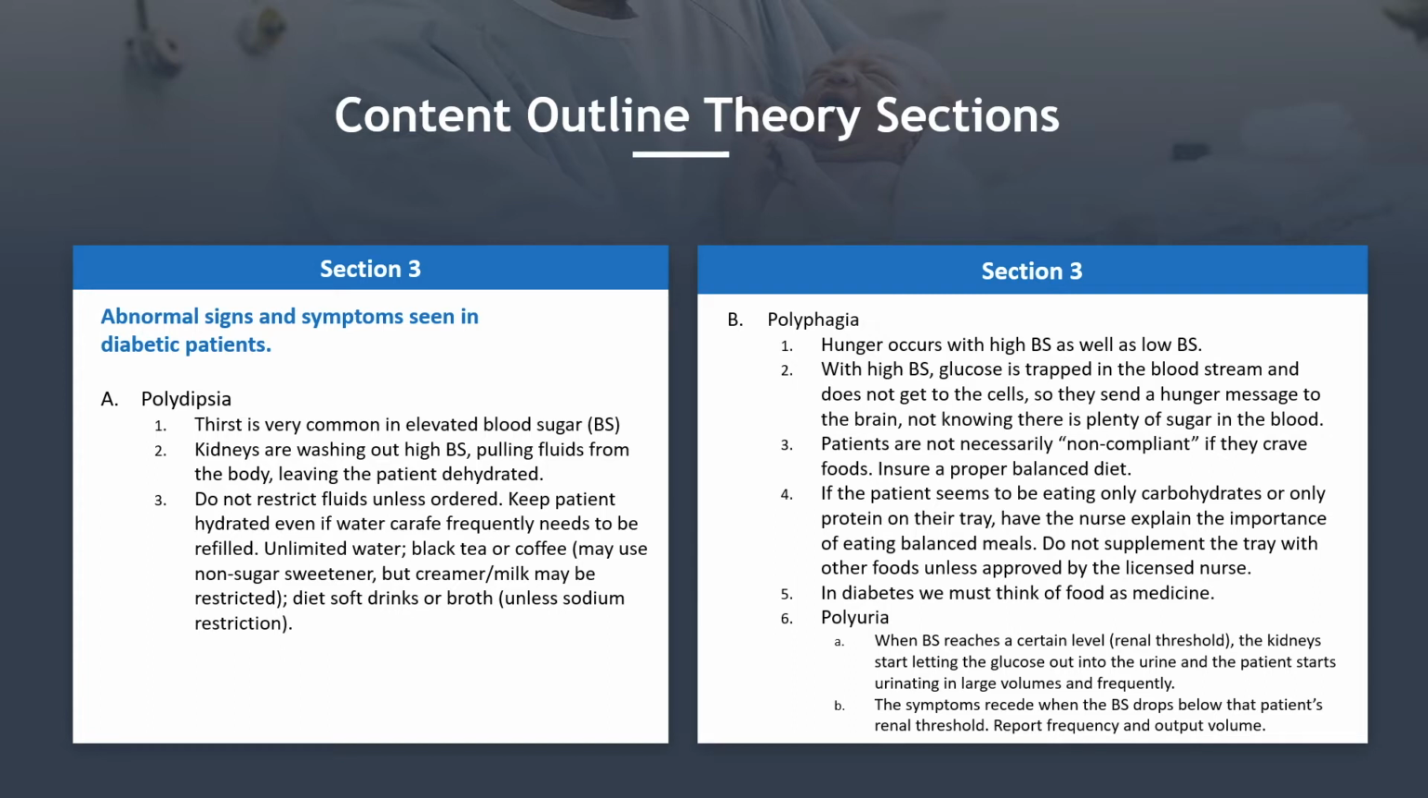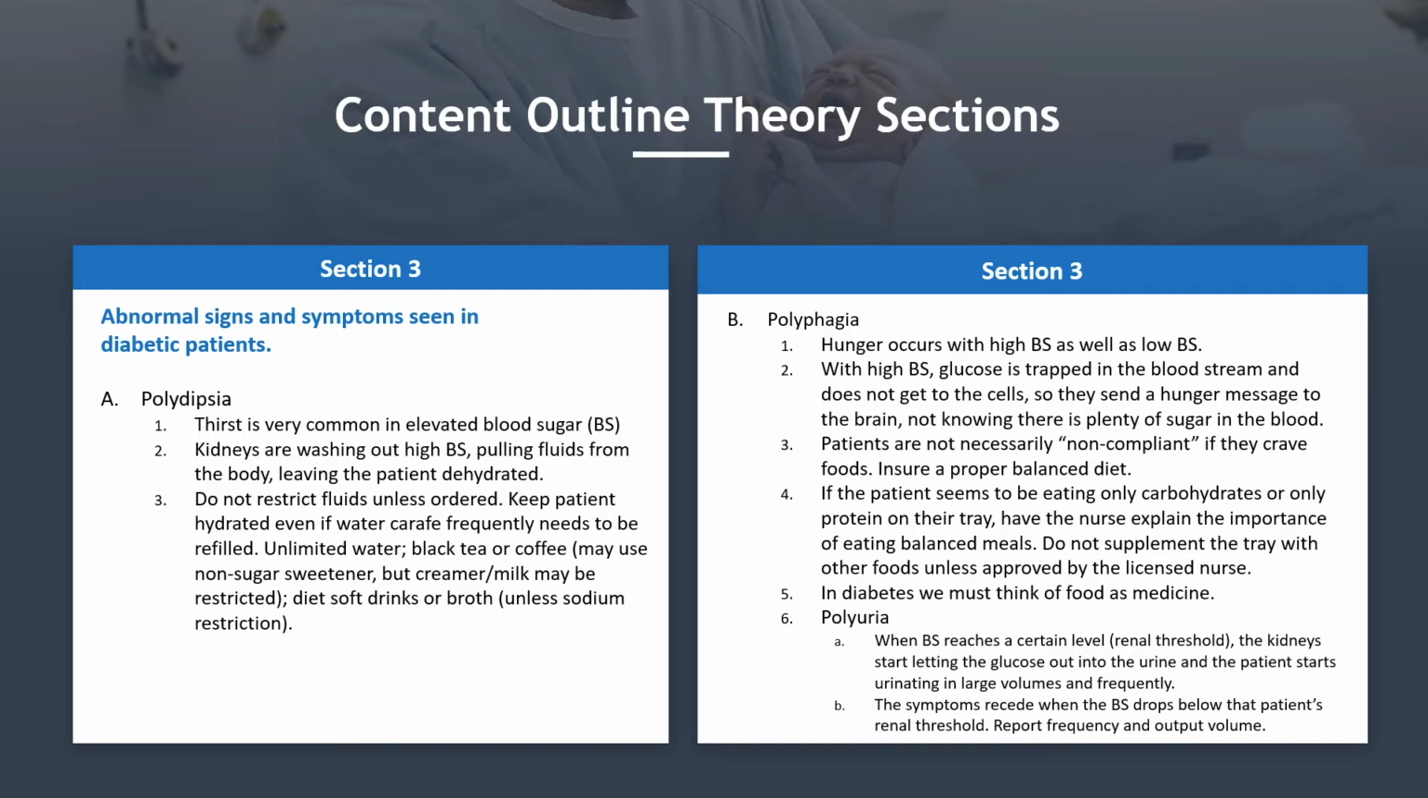B. Polyphagia. Hunger occurs with high blood sugar as well as low blood sugar. With high blood sugar, glucose is trapped in the bloodstream and does not get to the cells, so they send a hunger message to the brain, not knowing there is plenty of sugar in the blood. Patients are not necessarily non-compliant if they crave foods. Ensure a proper balanced diet.